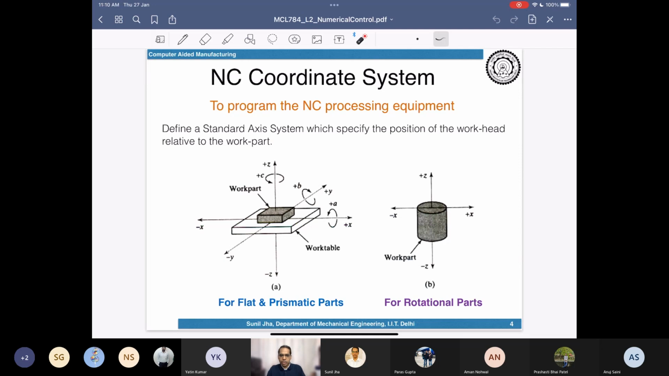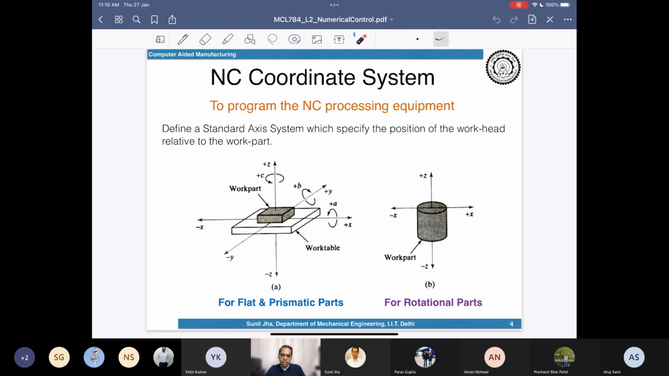But when it comes to the rotational parts similar to the lathe machine, then you will be having the axis system in this way. So this has been drawn vertically, otherwise this will be the horizontal one. This is not in this format, it has to be horizontal. So plus z will be outward and then minus z inside, and then accordingly the plus x and minus x.